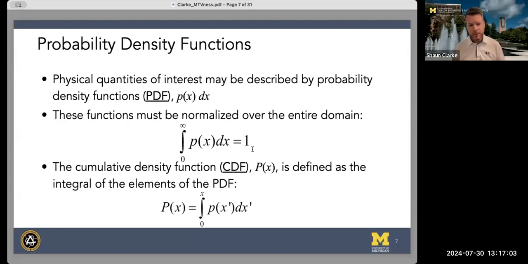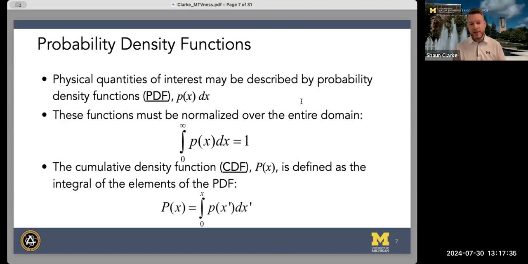So in order for P of X to be a PDF, it has to satisfy two properties, and they're illustrated by this equation in the middle of the slide here. The first property is that the PDF must be normalized, which is what this says. Integrated over all possible outcomes, it must equal 1, which means it's probability, so something must happen. When you integrate over all possibilities, something must happen. The other property is that the PDF has to be positive definite. We can't have negative probabilities.